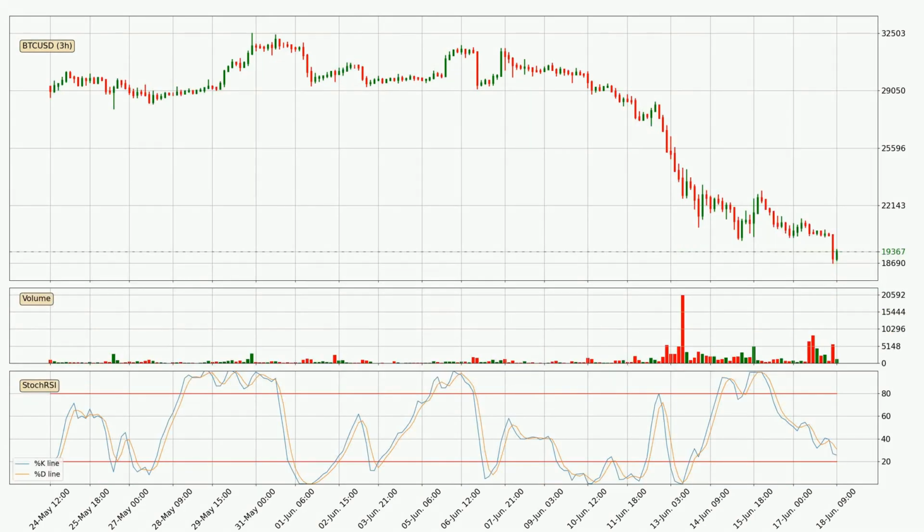Jumping to the 3-hourly stochastic RSI, the stochastic RSI currently shows no overbought or oversold conditions, but we can see that the trend is currently going down because the K line is below the D line.